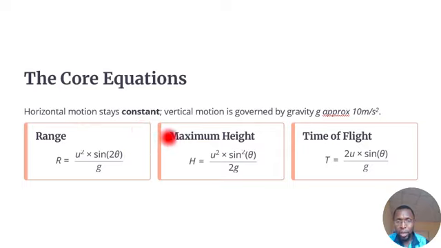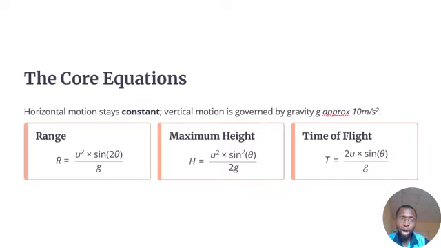In this formula, we have that of range. Range formula is u square times sine 2 theta over g, where u remains the initial velocity, theta remains the launch angle, and g is the acceleration due to gravity, most times given as 10 meters per second squared. Then we also have the maximum height, which is u square sine squared theta over 2g, and we have the time of flight, which is 2u sine theta over g.